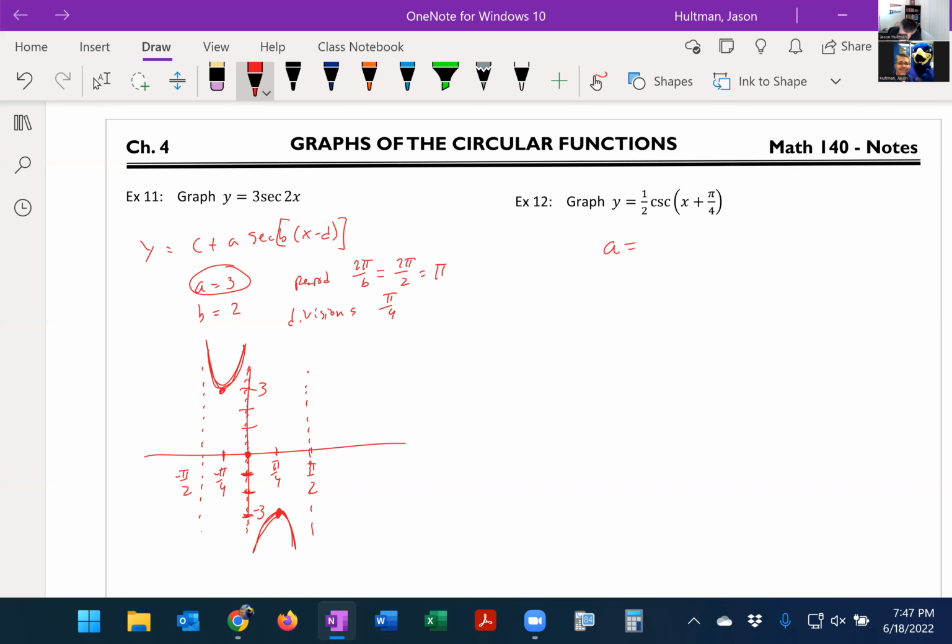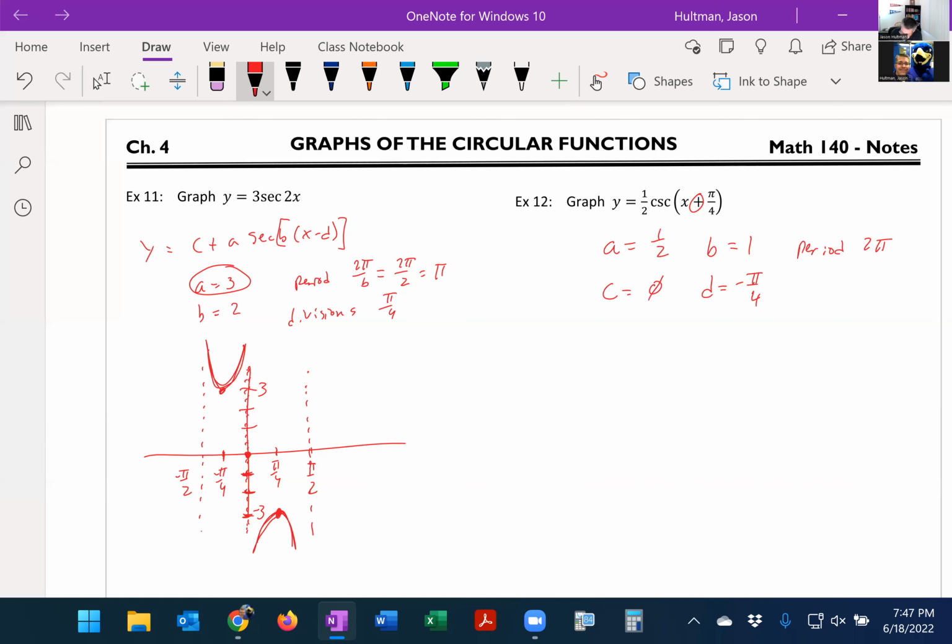So a in this case is 1/2. B is equal to 1, so there wasn't any change in the period. The period is still 2 pi. C is equal to 0. There wasn't a shift vertically, but there is a phase shift. So D is equal to negative pi over 4. Remember that when we have a positive here, it really is a negative phase shift.